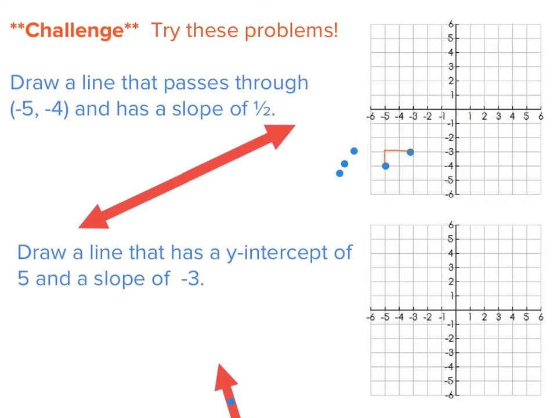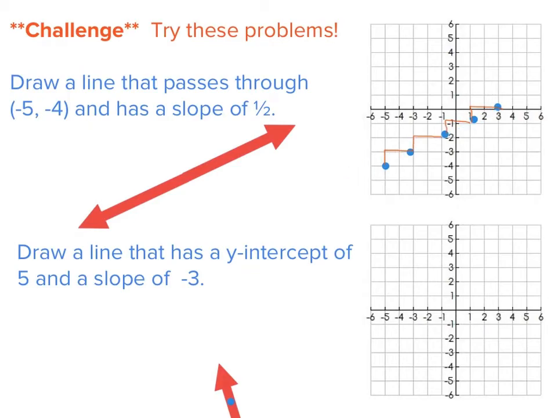And I continue to do this until I have enough points so that I know exactly what my line is going to look like. Again, from that second point, we're going to rise 1 and run 2. So there's my third point. And from here, again, rise 1, run 2, rise 1, run 2. And here are my 2 points. 2 more points.